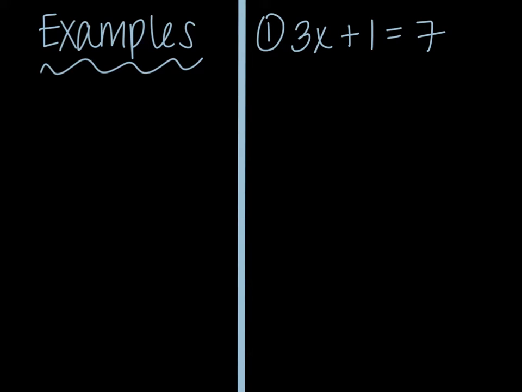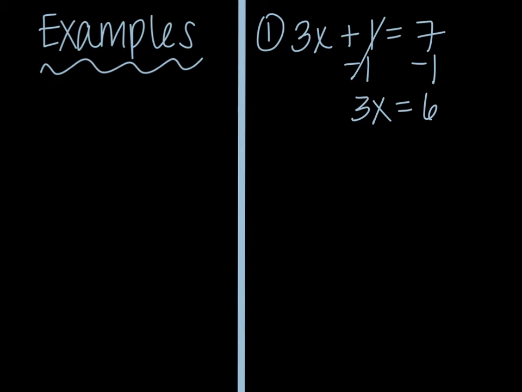Alright, so our first example, we have 3x plus 1 equals 7. On the left side of the equals is where we have our variable, the x. So we want to start by getting rid of that constant. It's positive 1, so we'll subtract 1 from both sides. That cancels out. Bring down 3x. We have 3x equals 6.